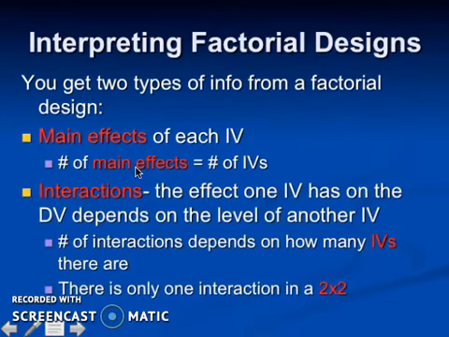And you'll have interactions. The interactions will be the effect of one independent variable on the dependent variable based on the level of that other independent variable. So the number of interactions actually depends on how many independent variables there are, but it's different. So if I have only 2 independent variables, I can only have 1 interaction.